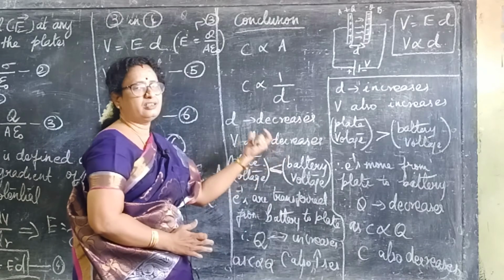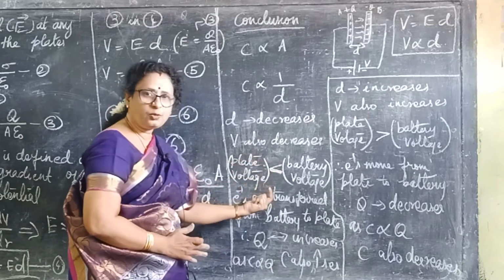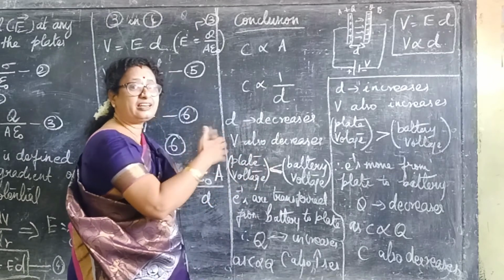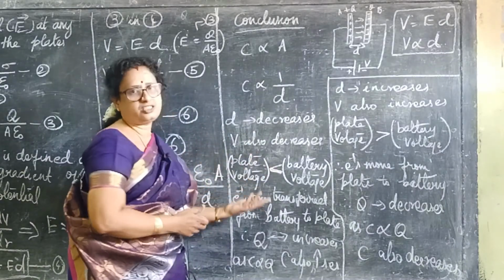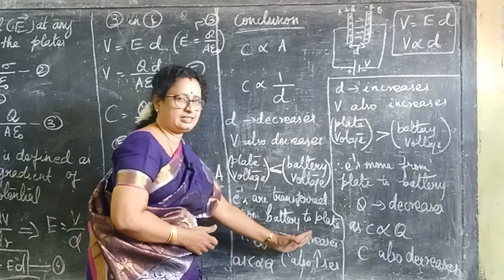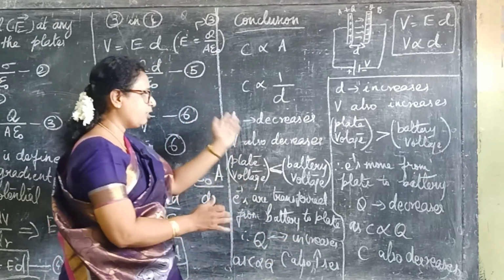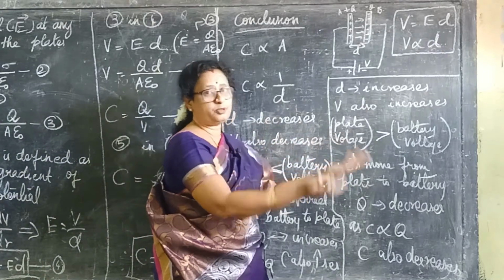Now, to equalize this, what will happen? More number of electrons will be transferred from the battery to the plate. Then more electrons and more charges get stored in the plate. So Q increases, and when Q increases, automatically capacitance will also increase. Now just take the opposite case.